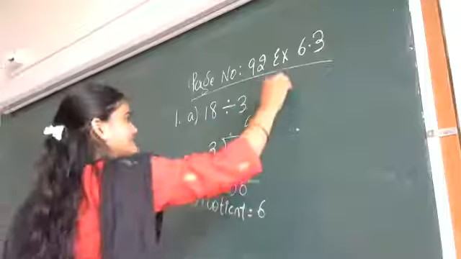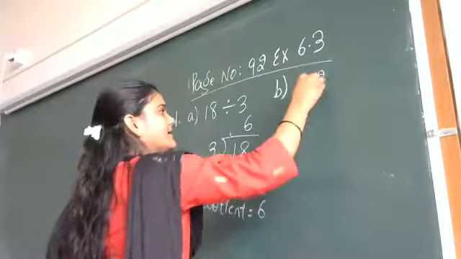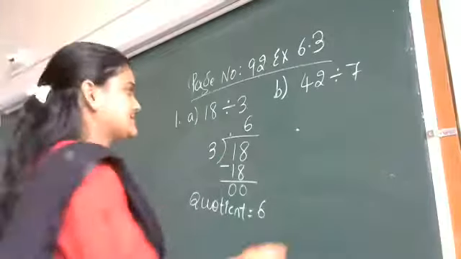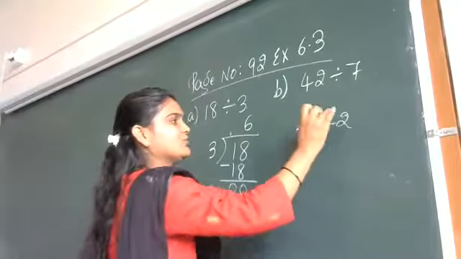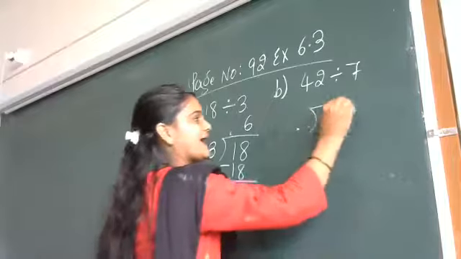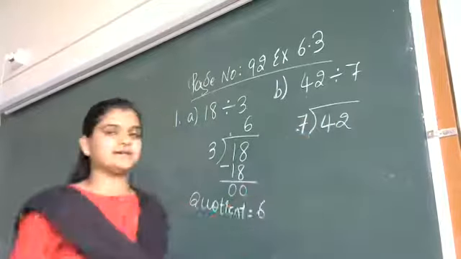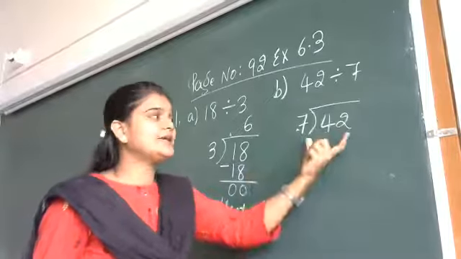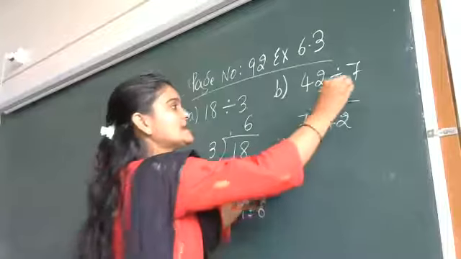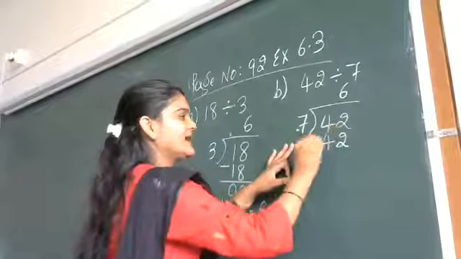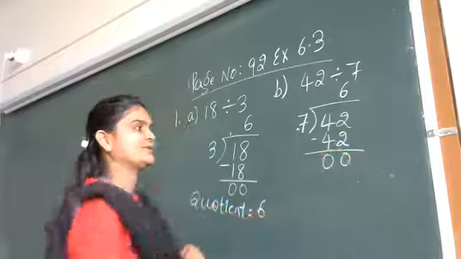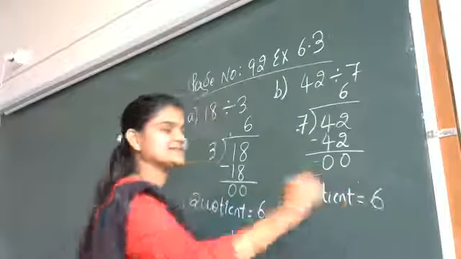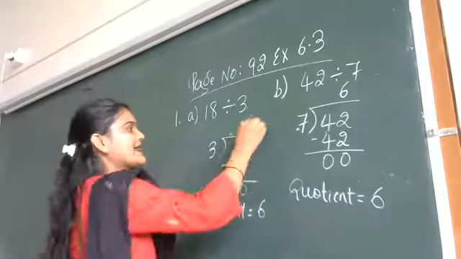Next one. B. 42 divided by 7. See here, the next one is 42. 42 will come inside the bracket since it is dividend, and we have to divide it by 7. 7 is a divisor. You can't include only 4 because you can't divide 4 by 7. So we will include both the numbers, that is 42. 7, how much are 42? 7 sixes are 42. 42 minus 42, 0. What is the quotient? 6, not 7. It is 6, at the top here. This is our quotient. I will write it as Q.